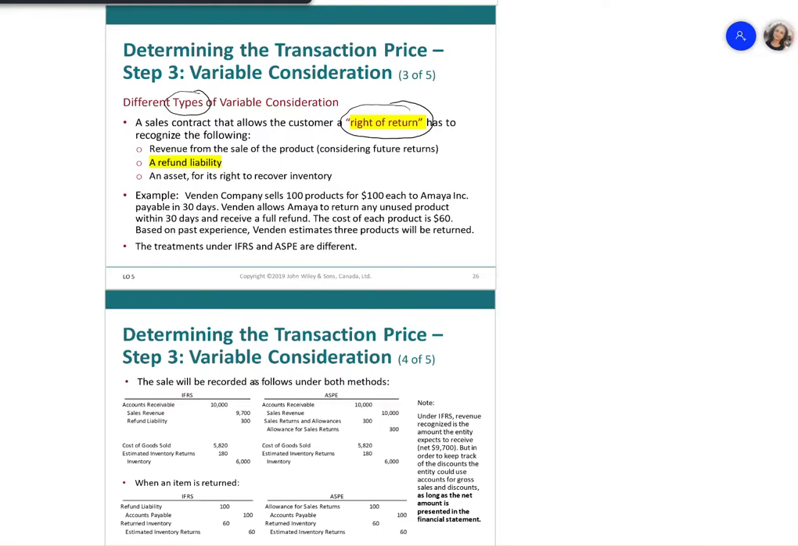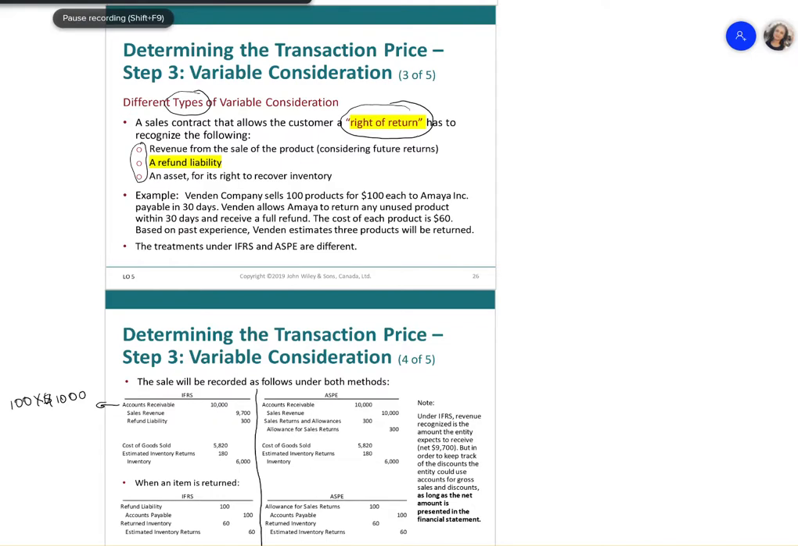So the entries we do under IFRS are different from the ones we do under ASPE. We're going to do the transactions when there's a right to return clause in the contract. They're telling you how to do it, but we're going to do it in journal entries. So Vanden company sells 100 products for $100 each. What did we sell? 100 products.